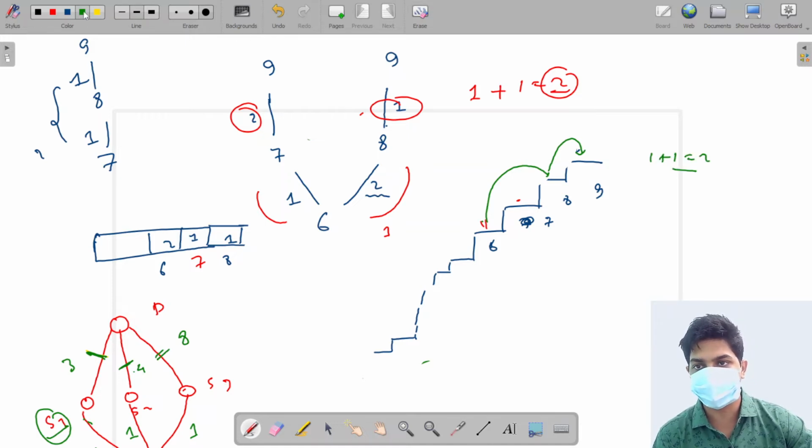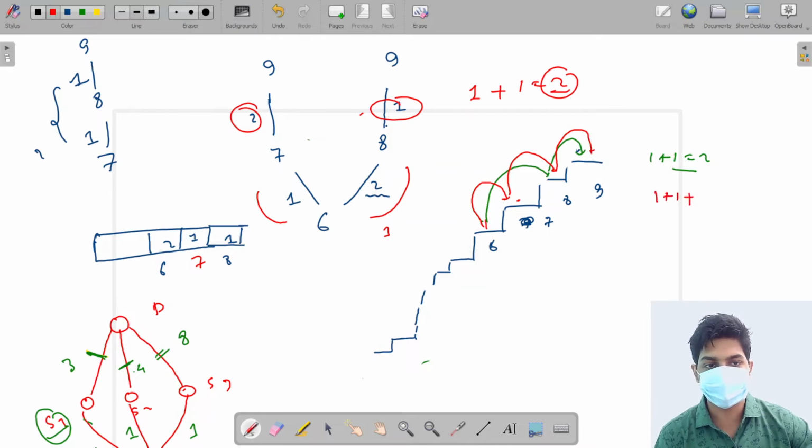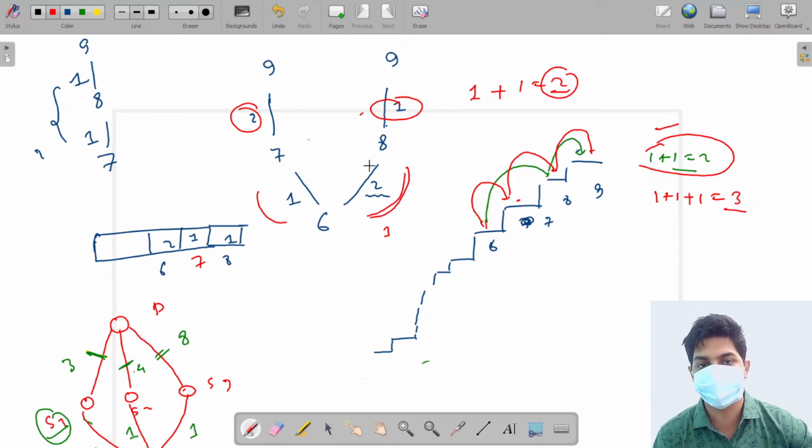Another option was that from 6 we take a jump to 7, from 7 again we take a jump to 8, and from 8 again we take a jump to 9. In this case, the total jumps are 1 plus 1 plus 1, equal to 3. So we have to take the minimum one. We will take the case in which a total of 2 jumps are taken, that is, we first take a jump of 2 units, then a jump of 1 unit.